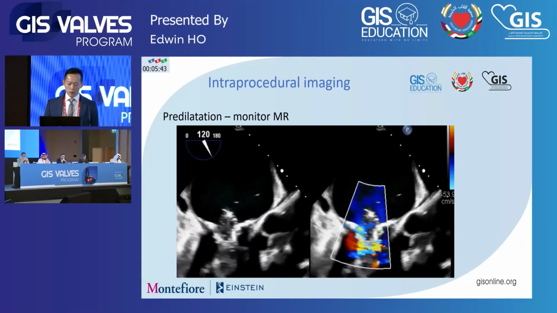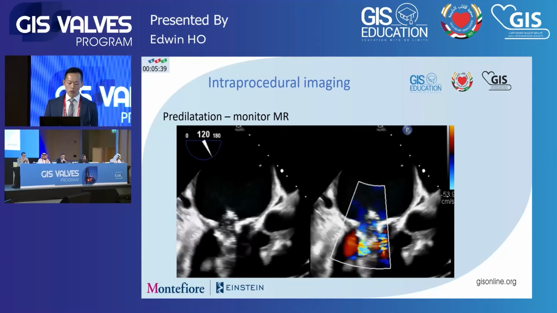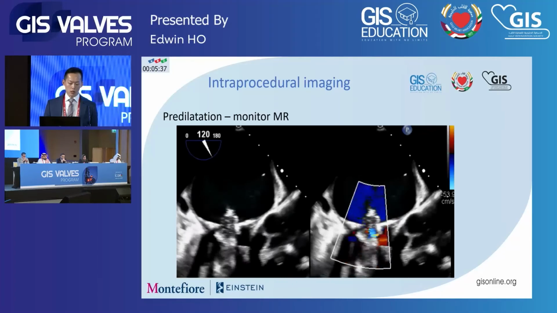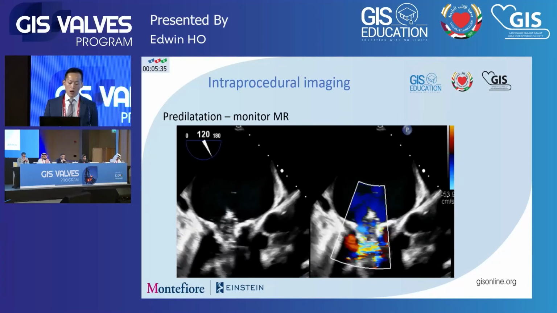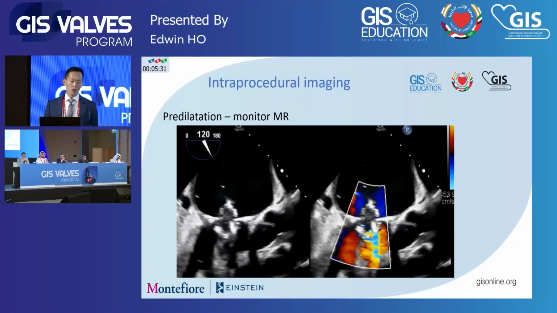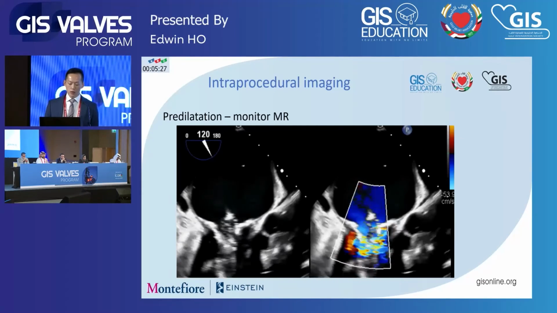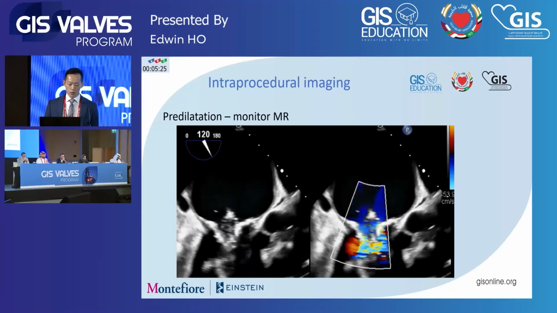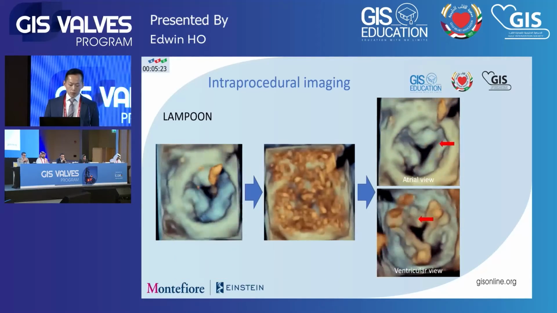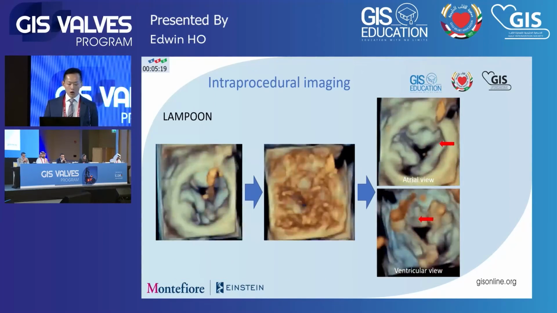Again, the imaging modality that's being used for every step is really dependent on what we're looking for. So in this situation, we're of course monitoring what's happening with the degree of MR, and so the 3D imaging here is not as important. We're using color compare here, so we can monitor the position of the balloon on the left and then what's happening with the color flow on the right. When we actually set up for our LAMPOON, I think we're going to hear more about that at a later talk.